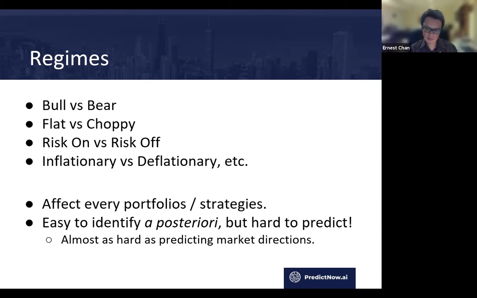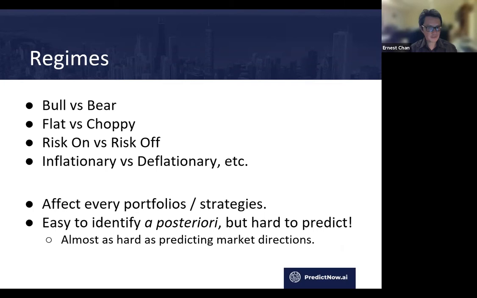So what are regimes? Some of these regimes in the markets are very familiar to investors and traders. Of course, there are the bullish and bearish regimes. There are the flat versus choppy regimes. There are risk-on versus risk-off regimes. Risk-on meaning people are very eager to take risk. They buy equities, buy emerging market currencies, buy high yield bonds, versus risk-off regimes where people are very conservative and very risk averse. They sell equity and buy government investment grade bonds. They buy US dollar and short emerging market currencies and so forth. And then there are inflationary versus deflationary regimes and so on and so forth.